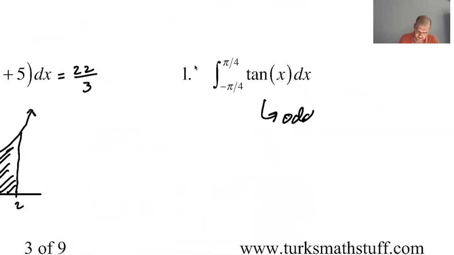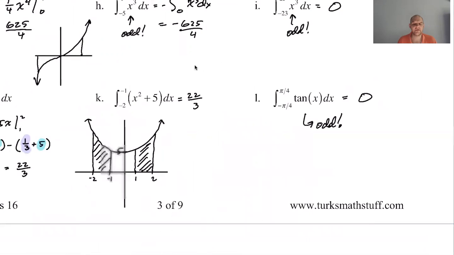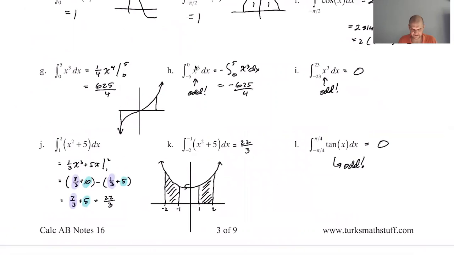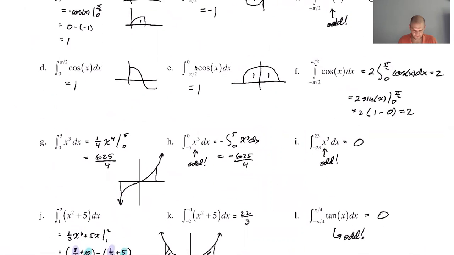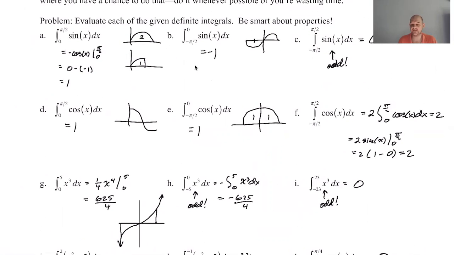Tangent is an odd function and the bounds are symmetric, so 0. Know your properties, know your even and odd. You always want to be working smartly as you go through these, because smartly and quickly are kind of similar in this regard.